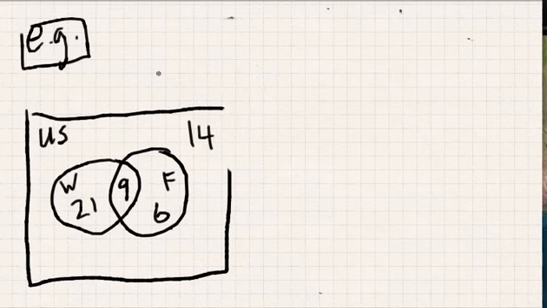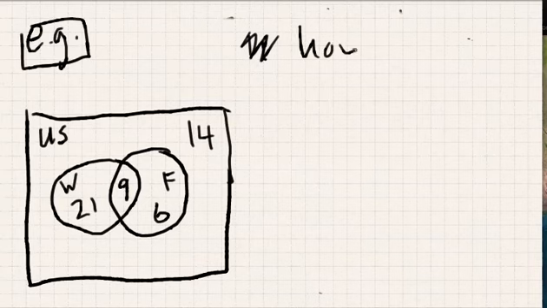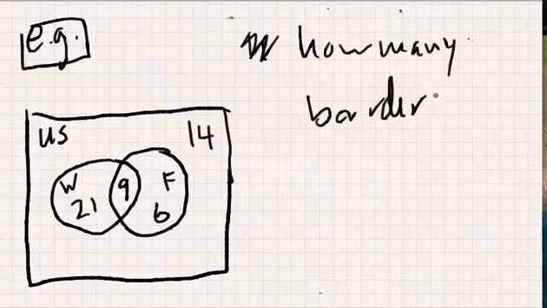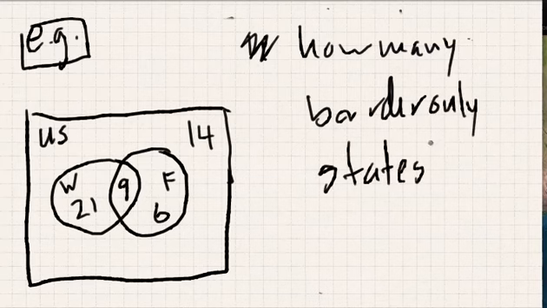So then you can ask questions like, how many border only states? 14, because the other 36 won't border both a water and a foreign. Okay, that's it.